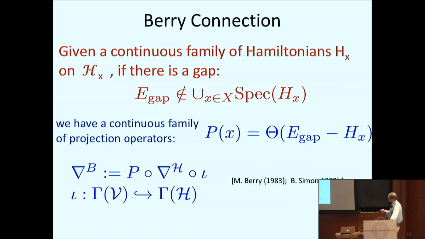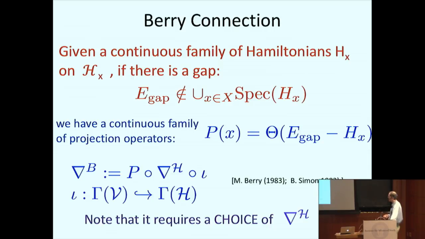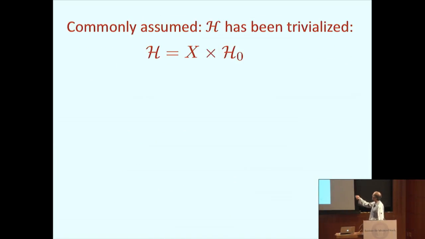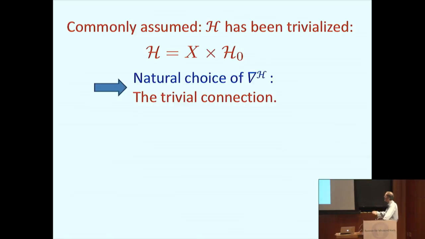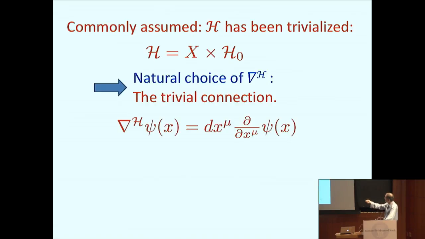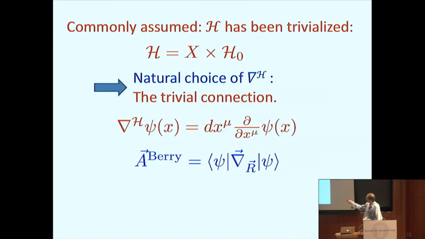Now, what's not in the literature on Berry connections, as far as I can tell, is the importance of the fact that you need to choose a connection, nabla H, on the Hilbert bundle. You see, it's commonly assumed that H has been trivialized, namely, it's literally a direct product of X times a fixed Hilbert space. And indeed, in that case, there's a natural choice of connection on this Hilbert bundle, the trivial connection. Namely, if we have a continuous family of vectors in a fixed Hilbert space, we can take the derivative and multiply by one form, and that's the origin in the space of connections. And when you see formulas like this in the physics literature, that's what's being assumed.